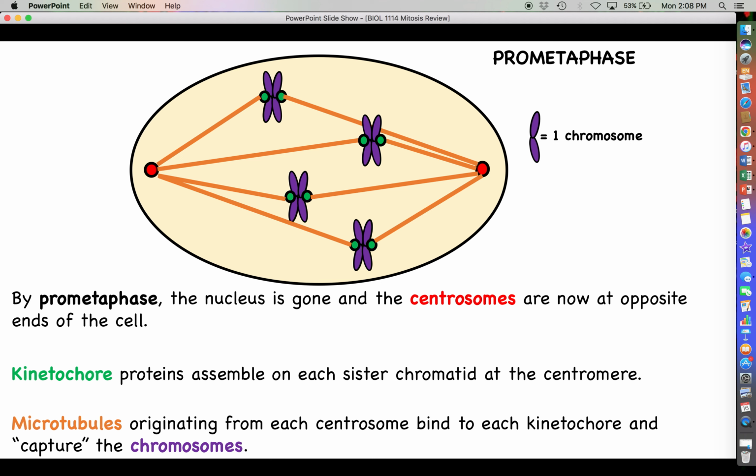Now, the important thing about the centrosomes here is that they are going to start projecting microtubule fibers away from the end of the cell and towards those kinetochore proteins. The kinetochore proteins are special because they are capable of binding to the microtubules. So those microtubules are going to extend out from the centrosome, and they are going to capture and bind to the kinetochore proteins, basically meaning that the chromosomes themselves are captured by the microtubule fibers.